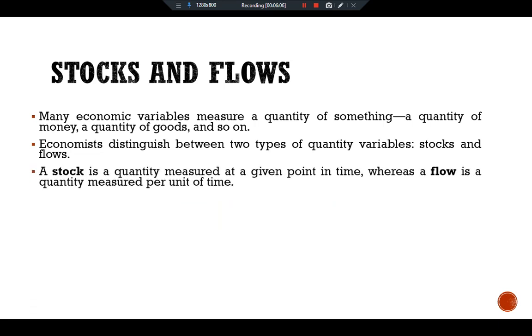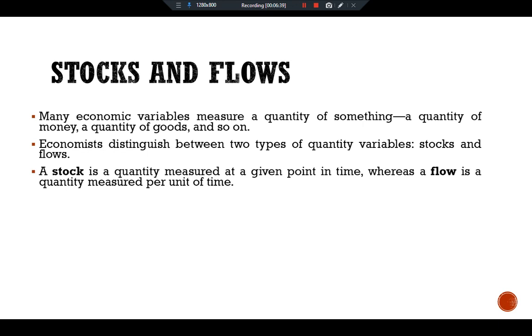Okay, a stock is a quantity measured at a given point in time, whereas a flow is a quantity measured per unit of time. Here we have a classic example of a bathtub. The amount of water in the tub is a stock, and it is the quantity of water in the tub at a given point in time. The amount of water coming out of the faucet is a flow. It is the quantity of water being added to the tub per unit of time.